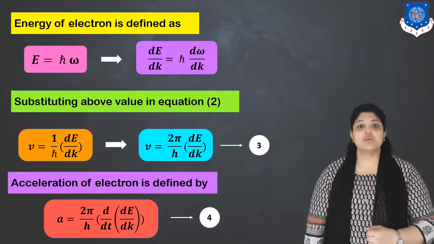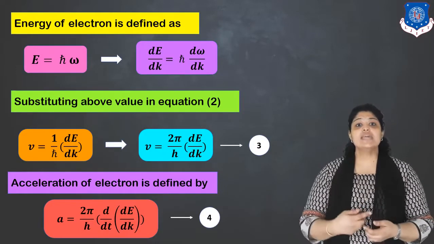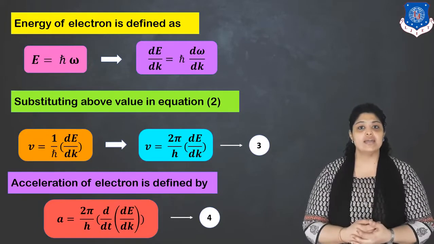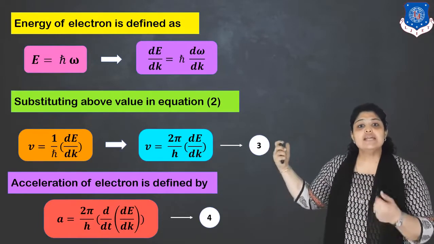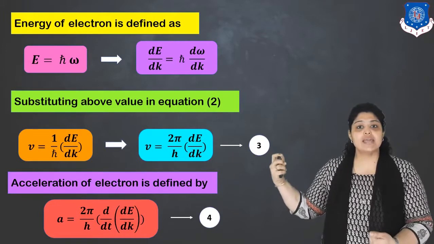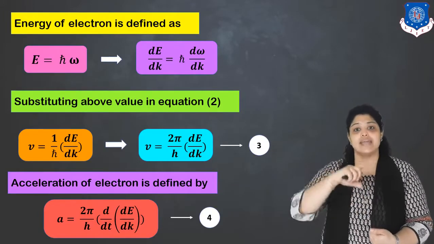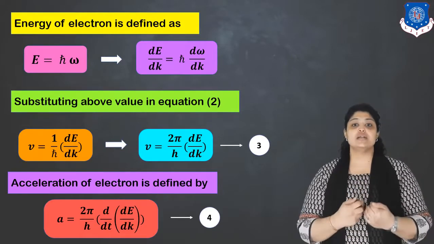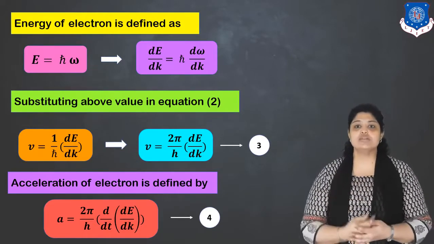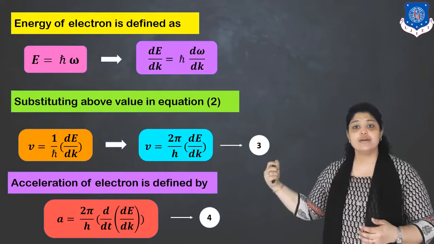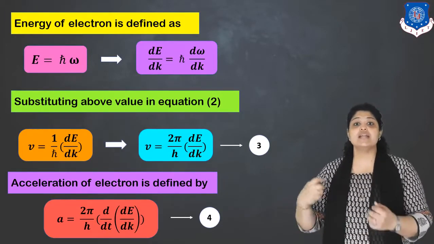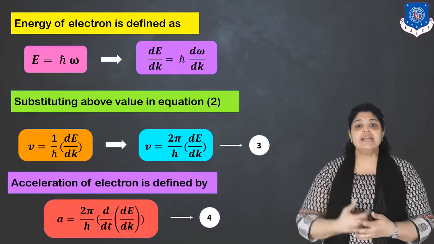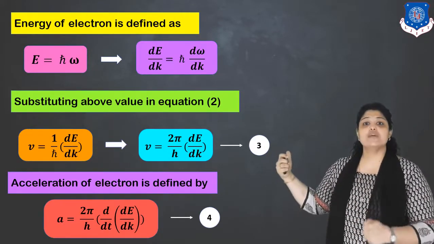If we apply this equation, we get the value of velocity as 1 upon ħ dE/dk, which implies velocity v = (2π/h) dE/dk. I have just substituted h upon 2π instead of ħ. Acceleration. Now the velocity equation is obtained, which is equation number 3 here, and I can define acceleration as rate of change of velocity. So we can define a as dv/dt.